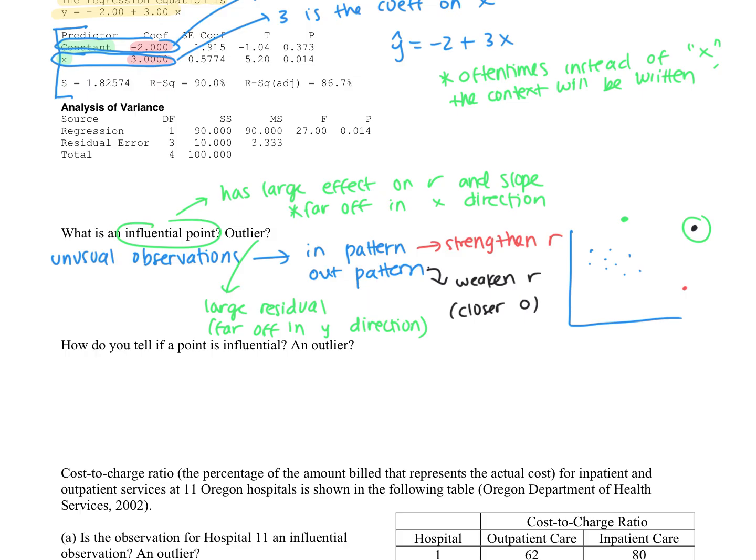Now, this red point is still probably influential. So yes, it follows the pattern, but because it's so far off, it probably really strengthens r. Because it's far off and it still follows the pattern. So anything far off in the x direction, whether or not it follows the pattern, is probably influential. Anything that's still within the points but is far off in the y direction is just going to be an outlier. It's unusual, it has a small effect on r and the slope, but not a big one.